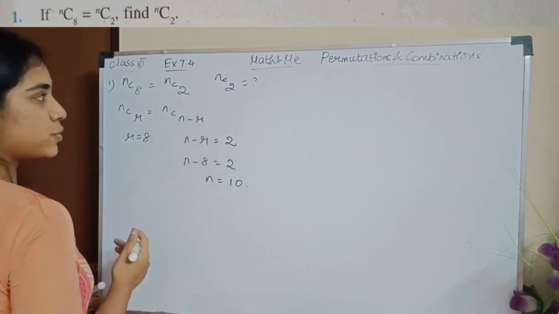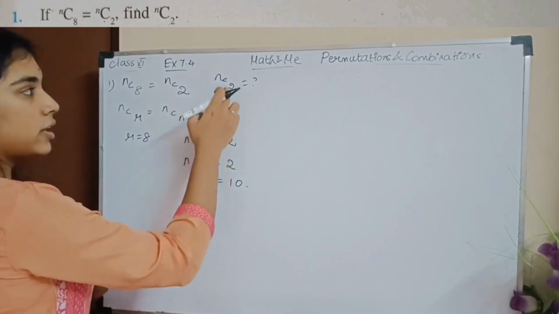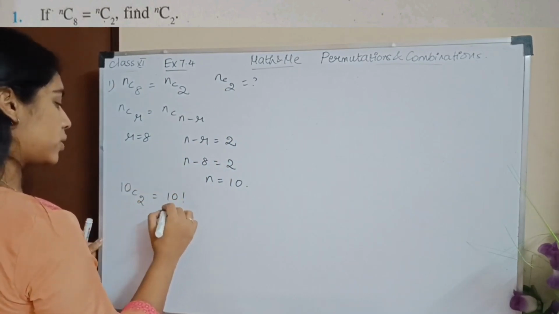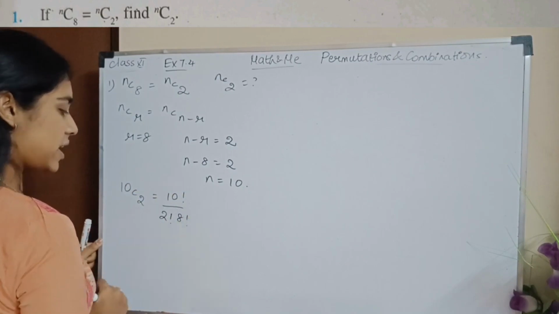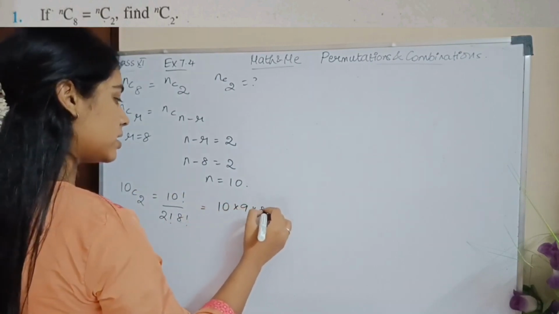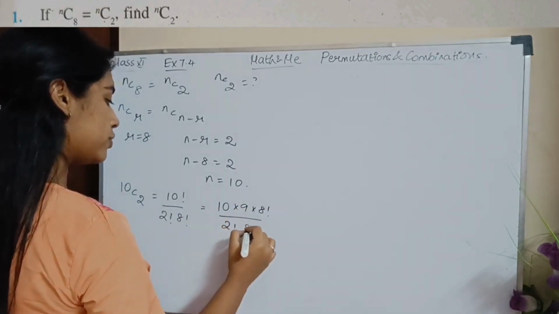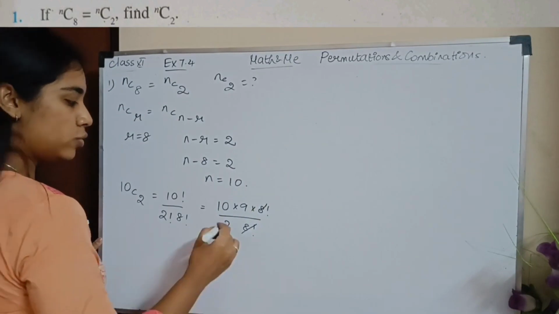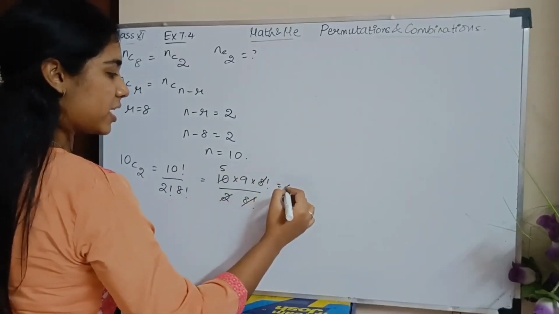So what is my NC2? When I simply substitute the value for n, I have 10C2, which will be 10 factorial divided by 2 factorial times 8 factorial. 10 minus 2, 8. So I'll have 10, 9, 8 factorial divided by 2 factorial, 8 factorial. 8, 8 cancel. 2 factorial is nothing but 2. So 2 5s are. So my final answer is 45.